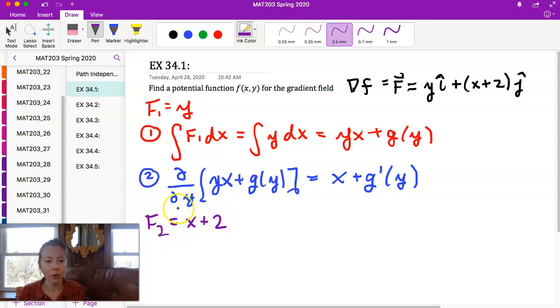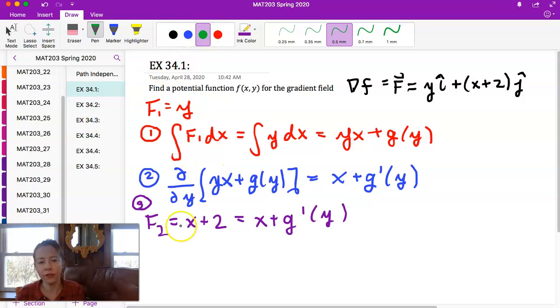So now we want to set this equal to f2. This is step 3. So this is going to equal x plus g prime of y. And step 4 is to solve for g prime of y. Clearly here, x is equal to x up above. So g prime of y is going to equal 2.